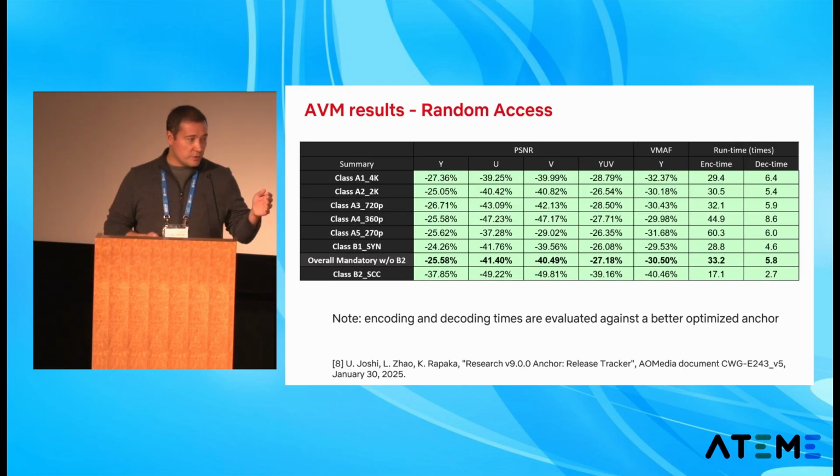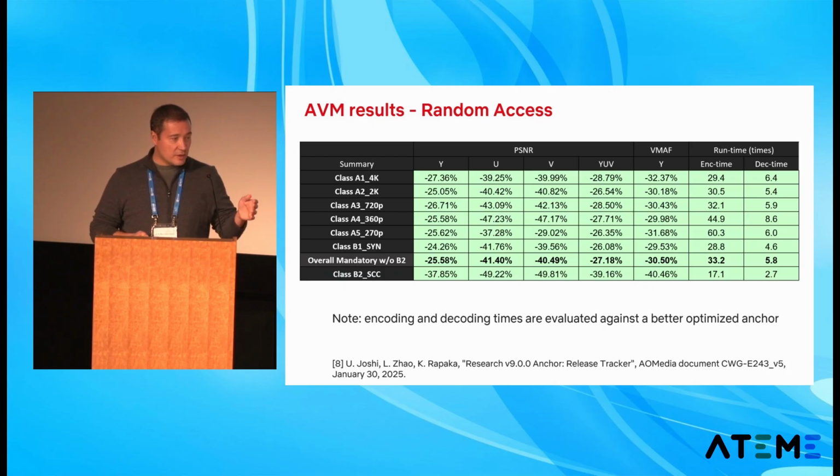Also, if you look at the random access results per different class of sequences, the classes here are different resolutions, and B1 is basically the synthetic content, including animation, and B2 is screen content coding, which has somewhat more gains. But if you look at other classes, you can see that the gains are pretty uniform across the resolutions, maybe with a difference of a couple of percent bit rate.